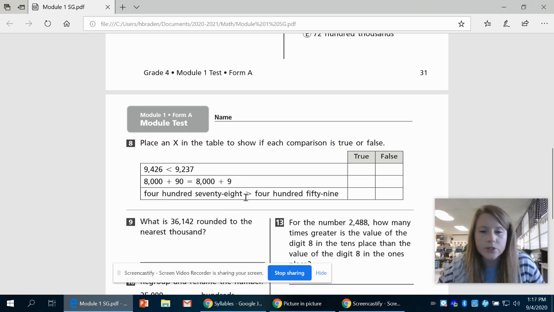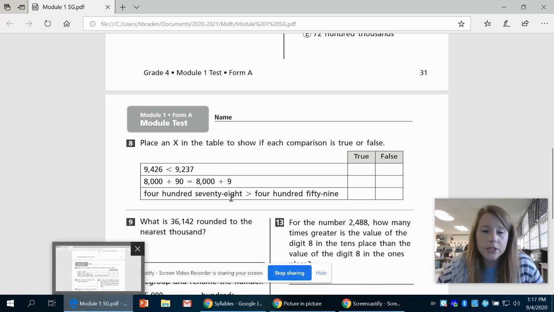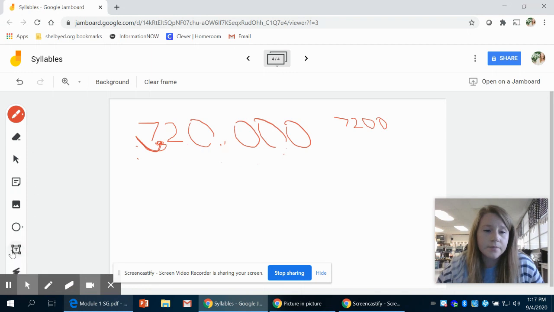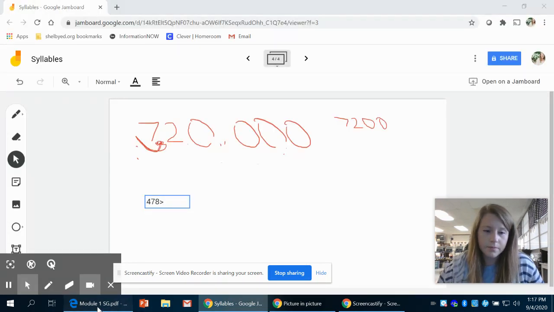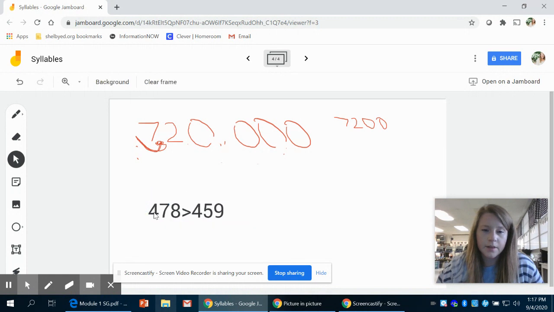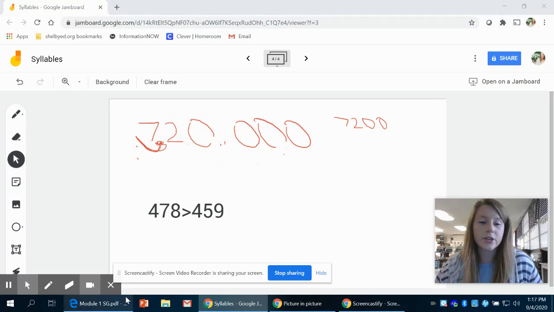And we have it in word form. 478, okay, is greater than 459. If it helps you, write it out. 478 is greater than 459. Okay, so it's saying 478 is greater than 459. I have 400s, 400s, 7 10s, 5 10s. I have more 10s here, so that means this number is greater than. So yes, that is true.